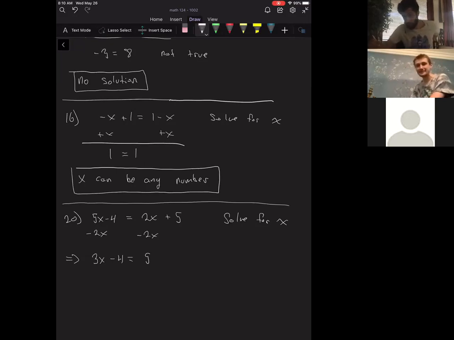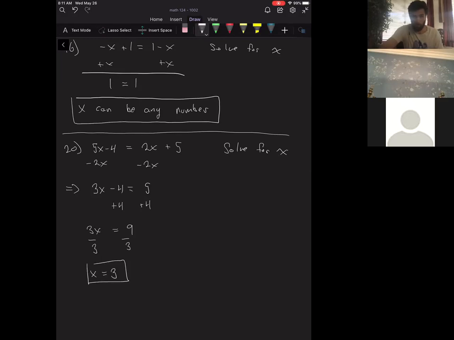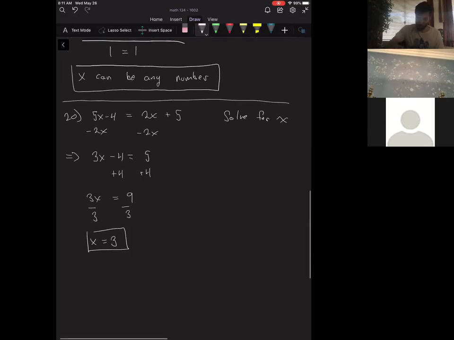And now what we can do is we'll take this 4, add it over to the right-hand side. So we have 3x is equal to 9. And then the last thing we can do is just divide both sides by the 3. All right, so x is equal to 3 for this one.